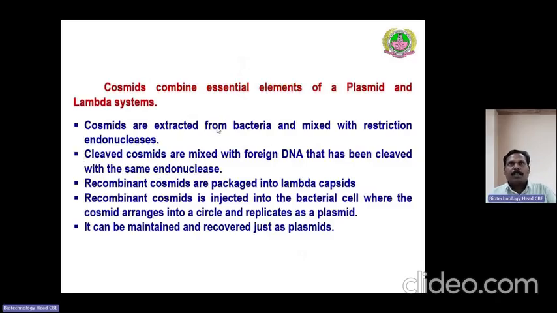Here the cosmids can be extracted from a bacteria and mixed with the restriction enzyme. Once the cosmids are cleaved, they can be mixed with the foreign DNA to produce a recombinant DNA, and the recombinant cosmids which possess the foreign DNA can be packaged like a viral DNA using the in vitro packaging systems. So recombinant cosmids are injected into the bacterial cell, where the cosmid will arrange into a circle and replicate very much like a plasmid. Although in the case of lambda DNA, we have seen the lambda DNA being present as a linear DNA, here they can replicate like a plasmid because they encircle themselves and form circular molecules. So they can be maintained and recovered just like plasmids.